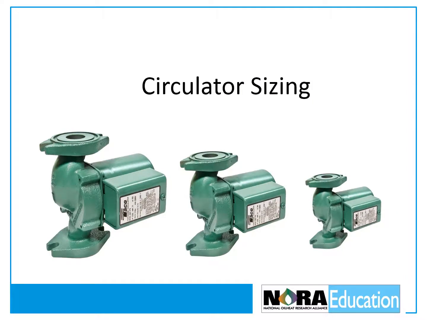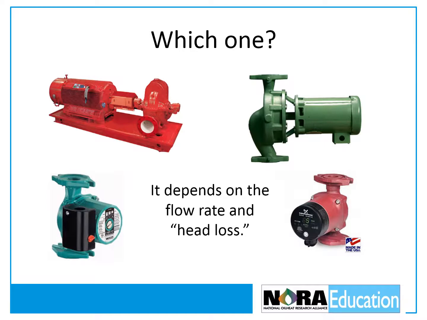This section will address circulator sizing. Before a circulator can be selected for a particular application, both the flow rate and the pressure loss due to friction in the piping must be considered. The circulator needs to produce the required amount of flow while overcoming that pressure loss. In hydronics, this pressure loss is typically referred to as head or head loss.